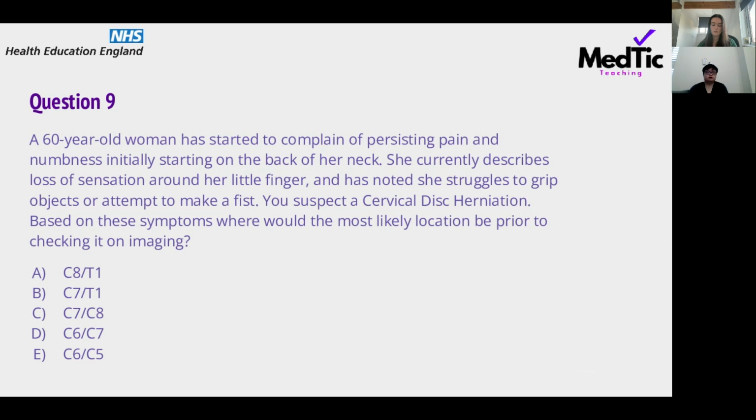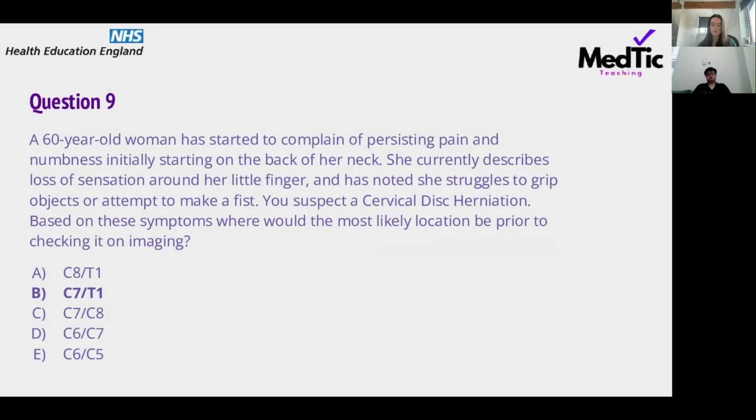All right, so for this answer, I think there's some disagreement, but the answer over here is C7 and T1. And I'll explain why, because there's actually a few layers of thought in this. Before I go into it, you want to have a look at the symptoms that she's having. It's in the back of the neck, so somewhere in the cervical region. And you want to look at the loss of sensation around her finger. So you might be suspecting that's a dermatome being affected.